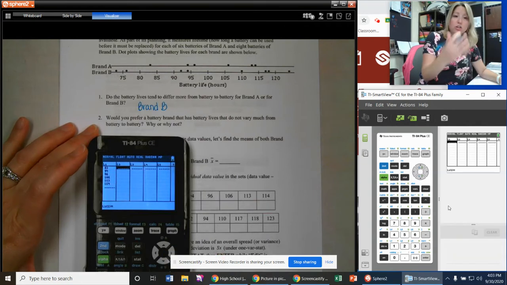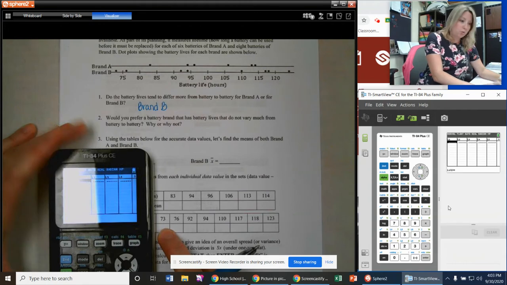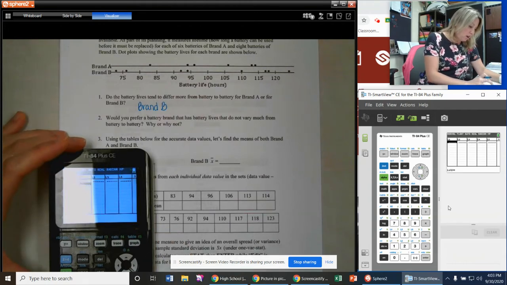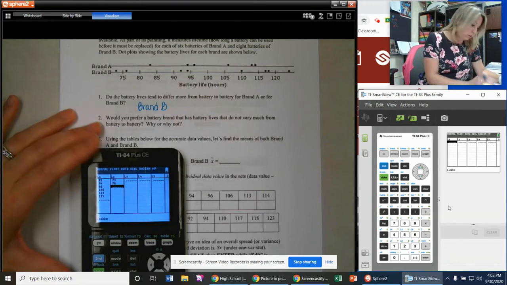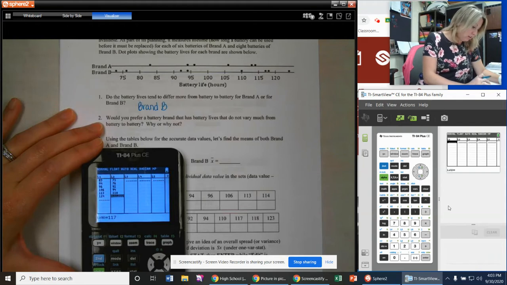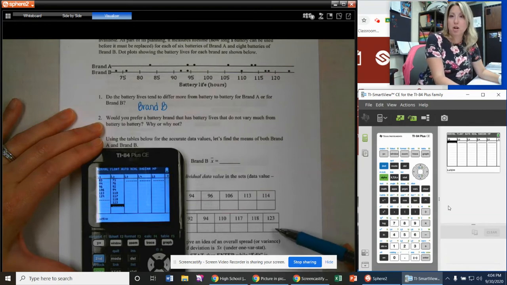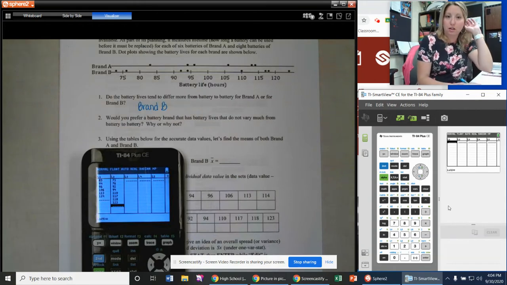And in L2, notice I arrowed right and now my cursor is in L2. I'm going to put brand B. So this is 73 and 76. Now I can scooch this over so the light isn't hitting it as bad. 92, 94, 110, 117, 118, and 123. So notice there were 8 batteries in brand B that we were testing, and there were 6 in brand A that we were testing, right?